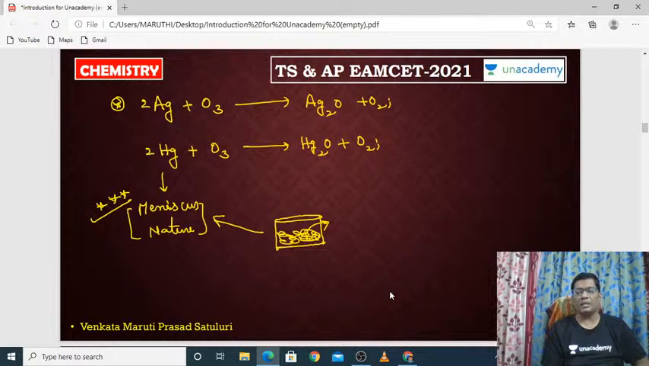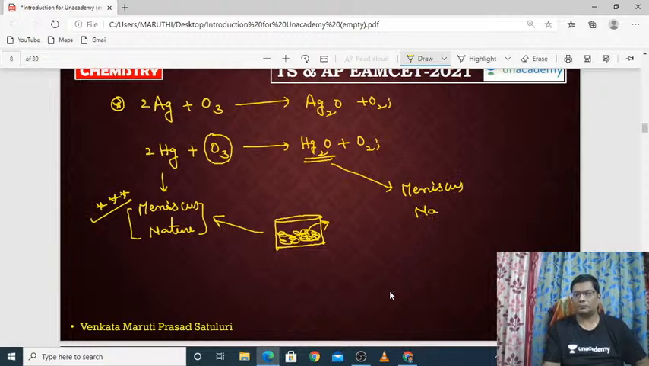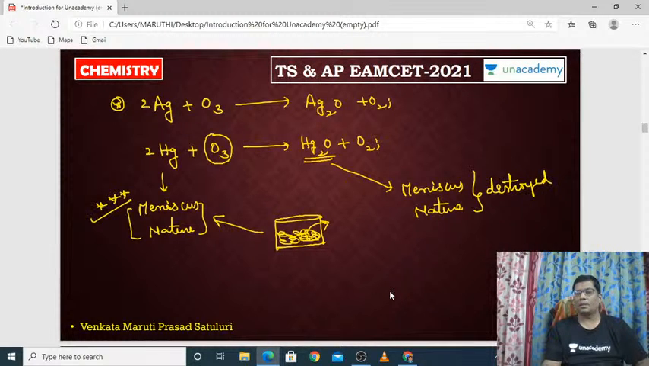So normally mercury is having meniscus nature, but once you react the mercury with ozone, what will happen? Mercury reacts with ozone and forms Hg2O. Once it produces Hg2O, the entire meniscus nature is totally destroyed. Now the mercury starts to stick onto the surface of the container walls.